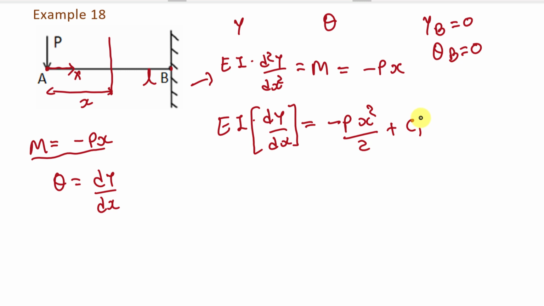Now here we have to find out the value of this constant C1. For that we will put the boundary condition in this expression, and we know that at point B theta is equal to 0, means at this point where x is equal to L, the value of slope is 0. So if we put this boundary condition in this expression, then it will be E into I into slope is 0, which is equal to minus P x is equal to L plus C1. So from here this term will be 0, right, and the value of C1 will be PL square by 2.